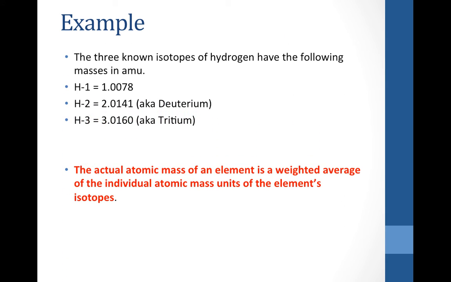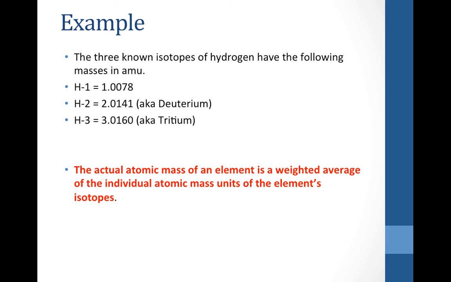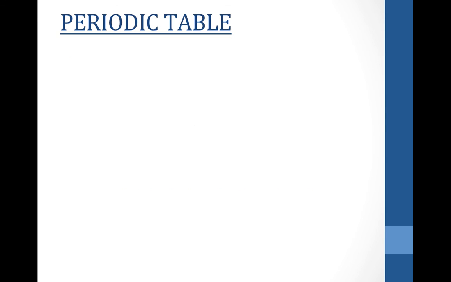The 3 known isotopes of hydrogen have the following masses: hydrogen-1, 2, and 3. Hydrogen-2 is also called deuterium. Hydrogen-3 is sometimes called tritium. The actual atomic mass of an element is a weighted average of the individual atomic masses of the element's isotopes.